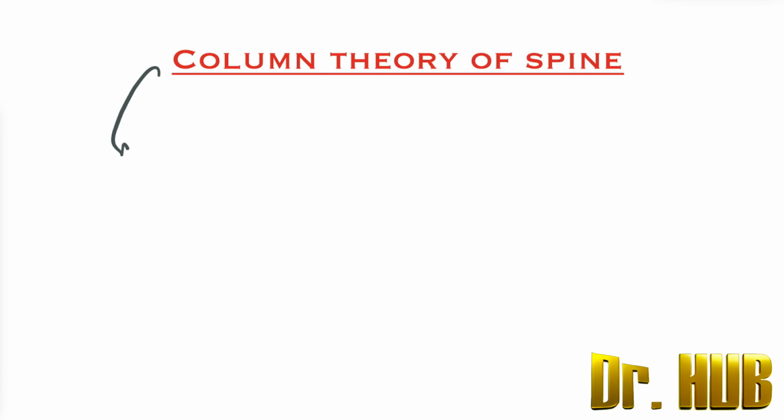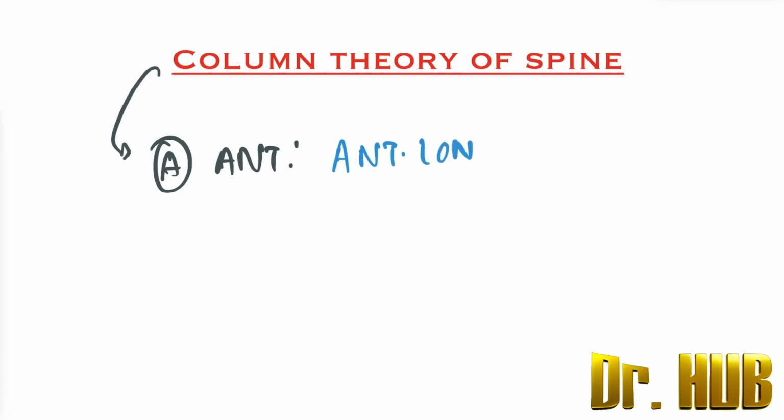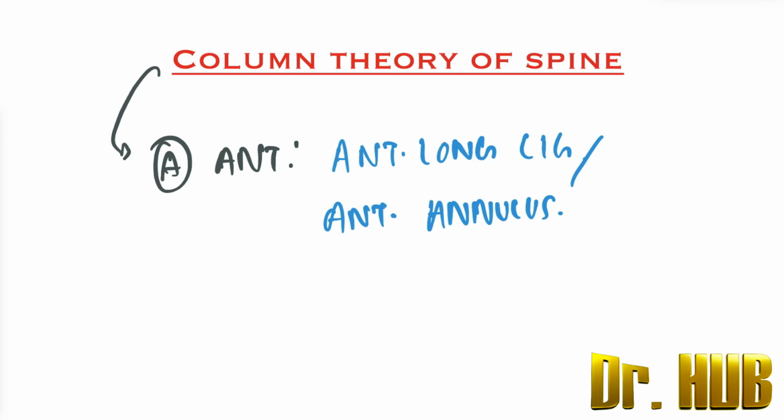So first we need to know that for the column of the spine, there are three varieties. First is A for the anterior. In terms of the anterior column, it involves the anterior longitudinal ligament. Next, it also includes the anterior annulus. Next is the involvement of the anterior two-third of the VB, that is the vertebral body, which is also present in the anterior column.